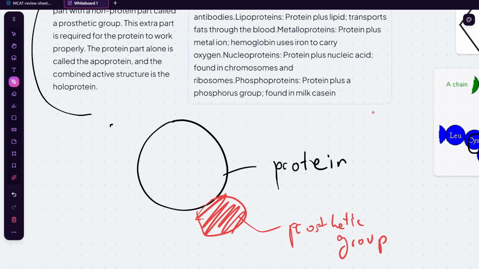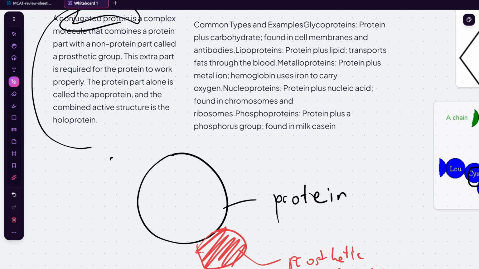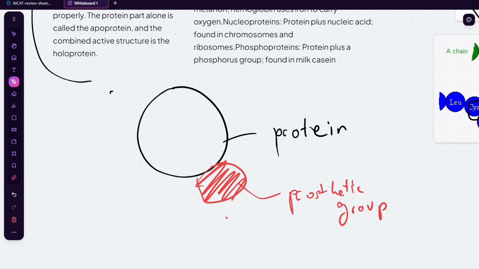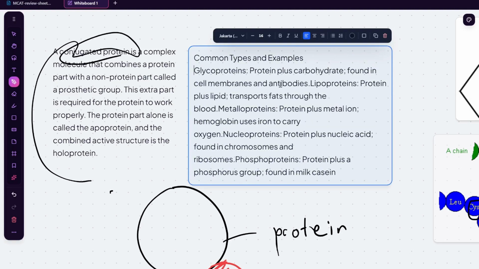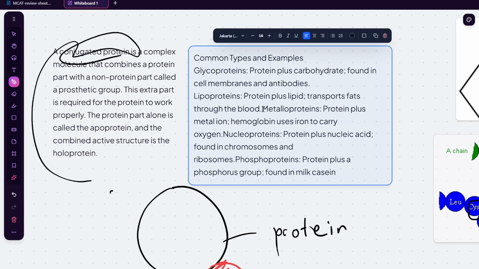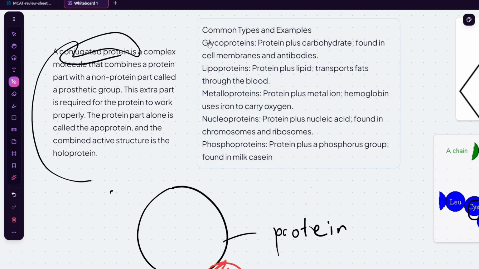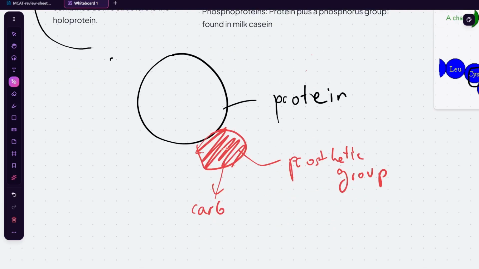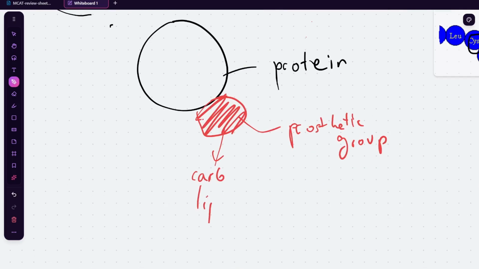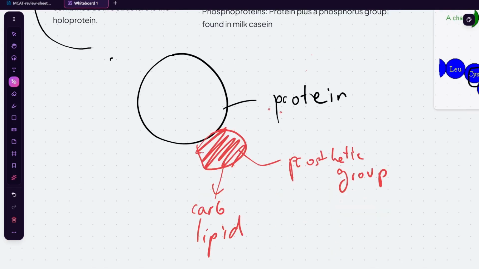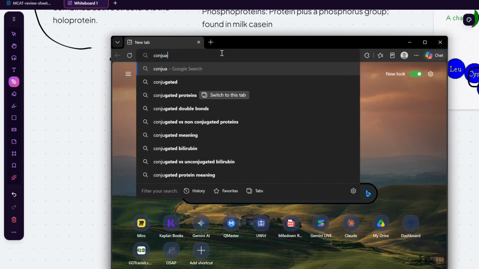Okay, and the prosthetic group can be anything, like a glycoprotein, meaning it has the protein plus a carbohydrate. So if this prosthetic group was a carb, we would call it a glycoprotein, right? Okay, this doesn't look formatted right. Let me just format it. There we go. There, that's better. So glycoproteins would be the protein plus carb. And then lipo would be if it was a lipid. So you'd have a lipoprotein if this prosthetic group was a lipid, and so on and so forth for the other ones. So let's look at an actual picture now of the conjugated proteins.